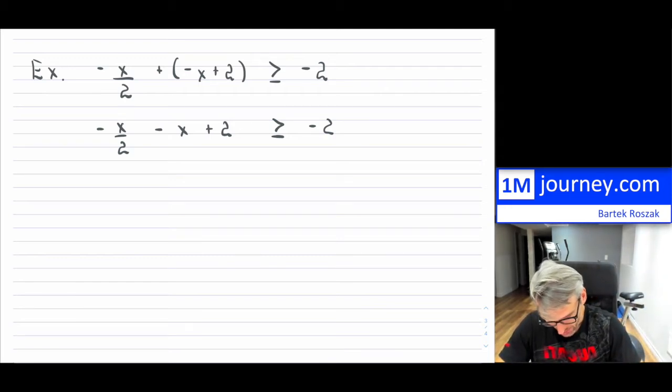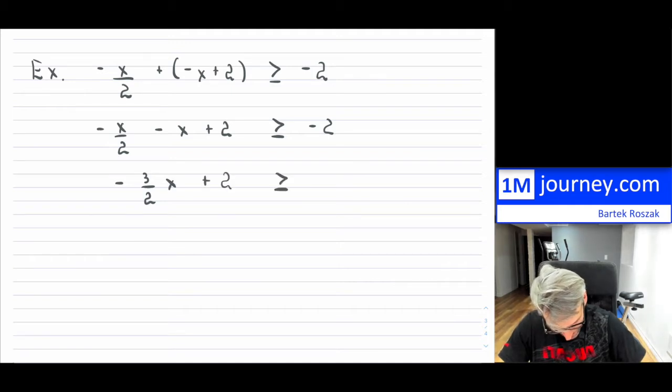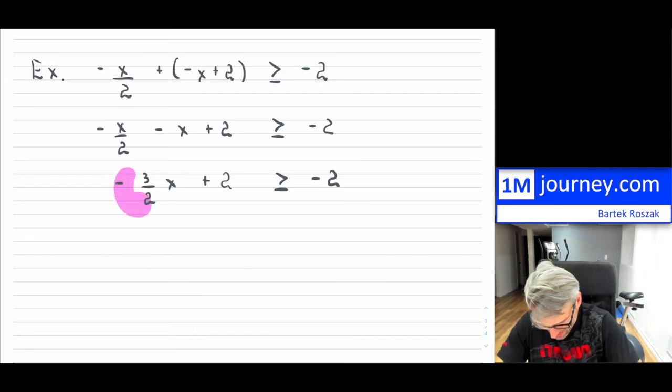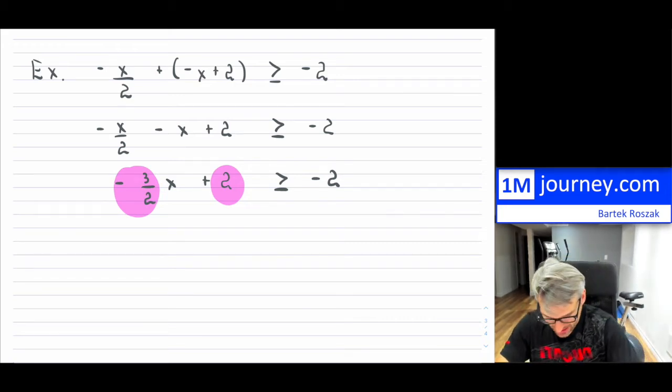Now on the left-hand side, the x's can come together. And now here is basically like having a slope. This is your intercept on the left-hand side, so I have it now in the linear form that I like. Okay, so that's step one.